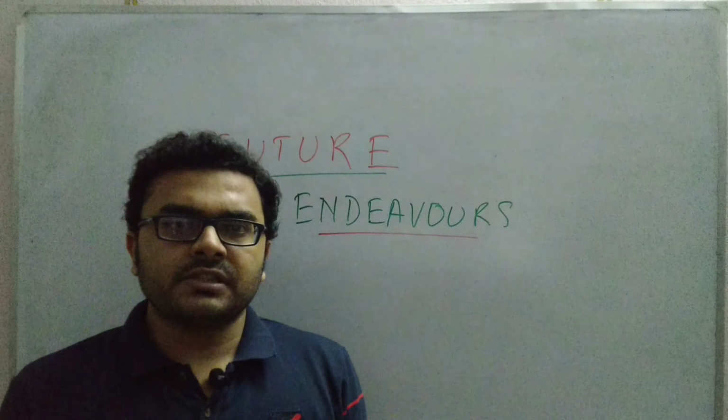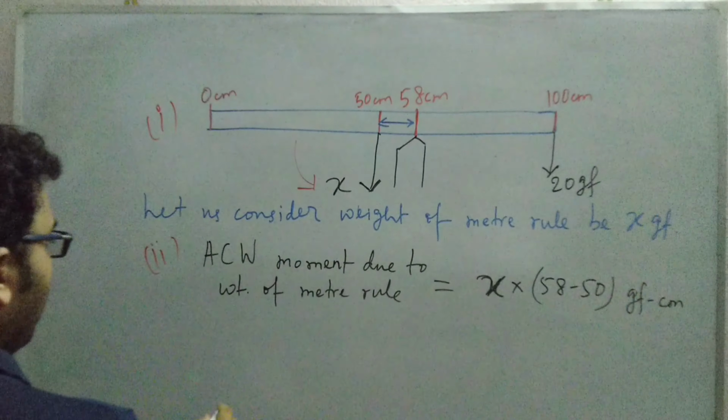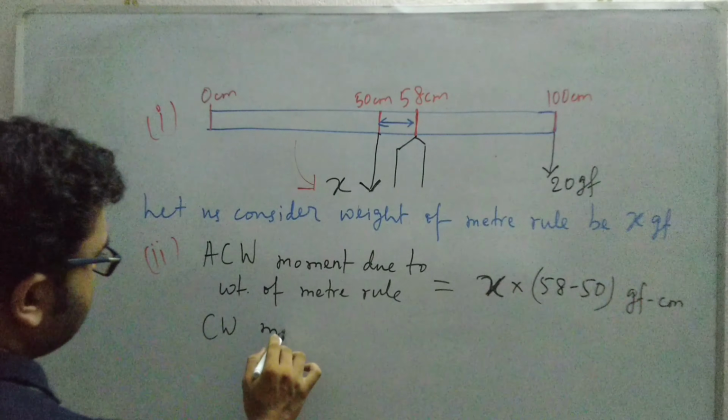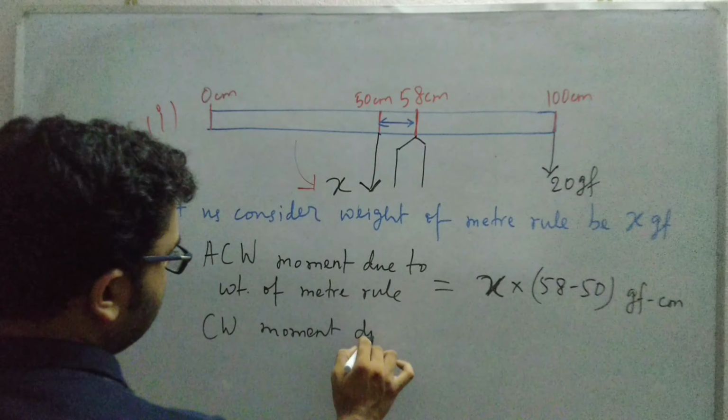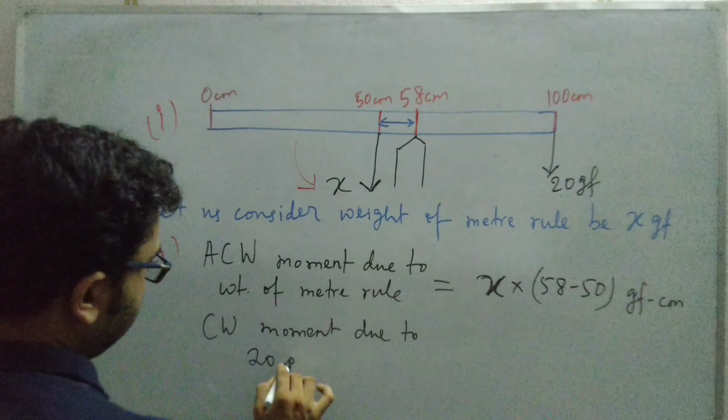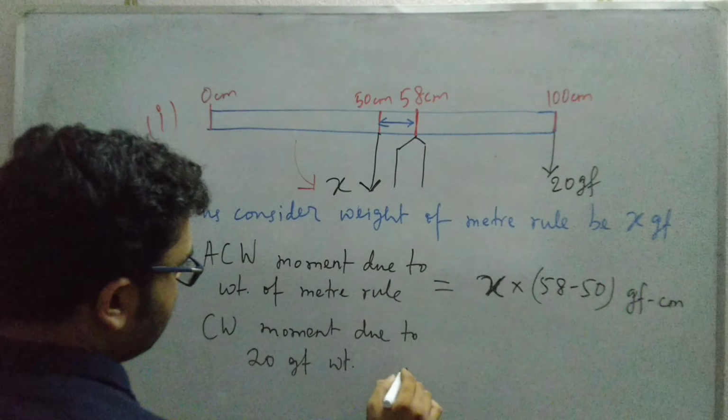So it will be 8 into (58 minus 50) gf centimeter, my unit, and the clockwise moment due to the 20 gf weight will be equal to 20 into the distance, 100 minus 58, gf centimeter. So you can easily understand that this 20 gf will try to rotate the meter rule in the clockwise direction, so it produces a clockwise moment.